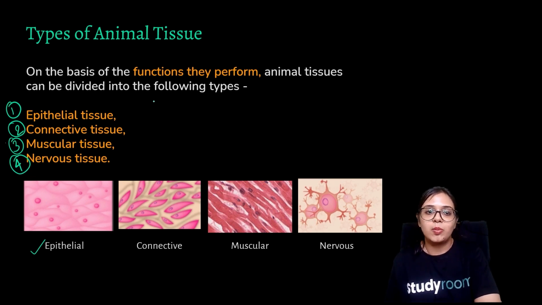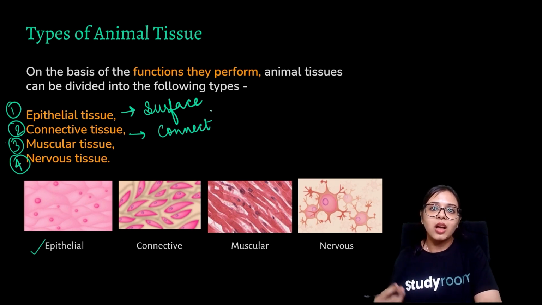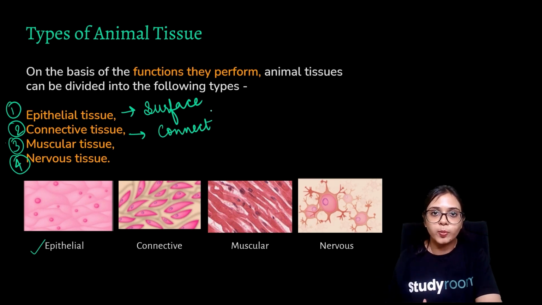By its name, epithelial tissue, let's take a guess. Epithelial tissue must have some function related to the surface of the animal body. Connective tissue must connect something, right? That connection could be from bone to muscles, between muscles, or between cells. The basic function of epithelial tissue is covering up the entire space of a body, of a person or even of an animal.